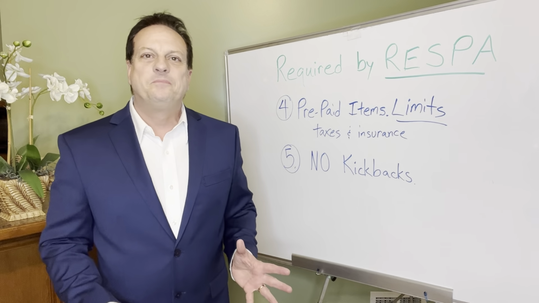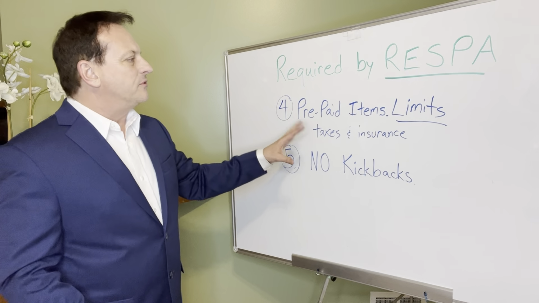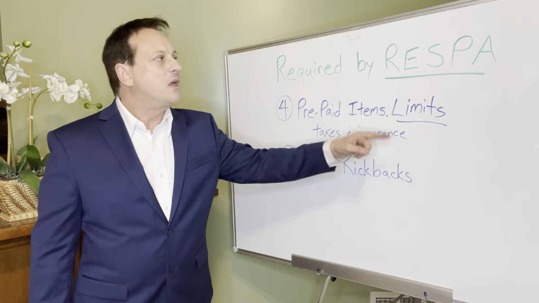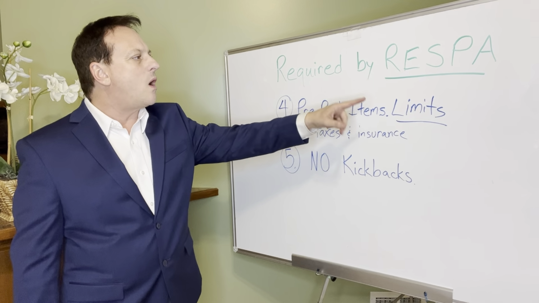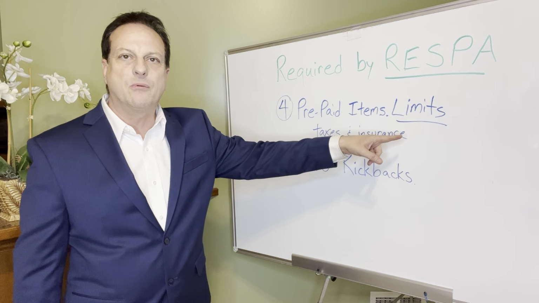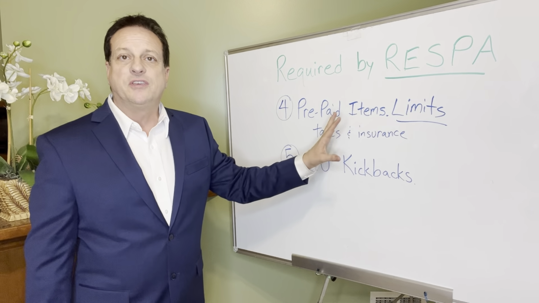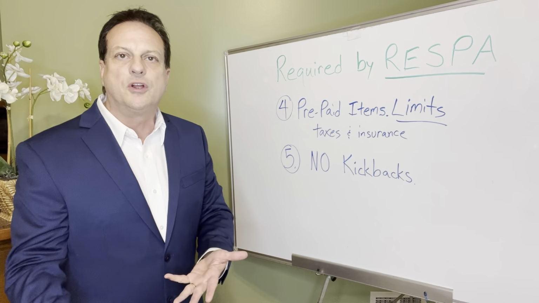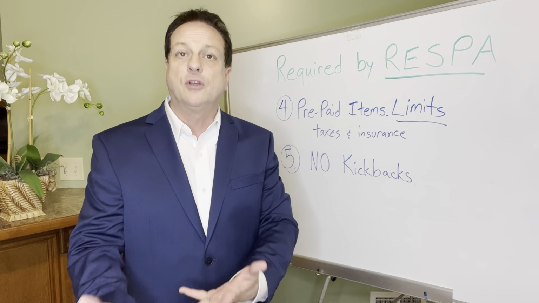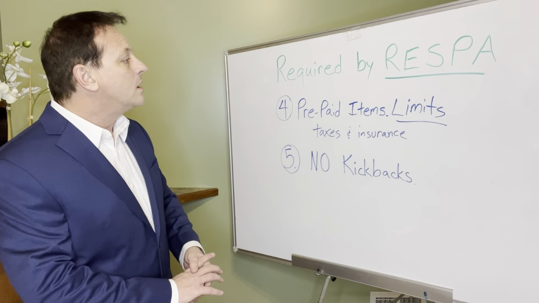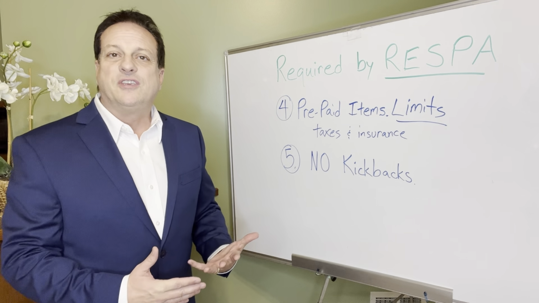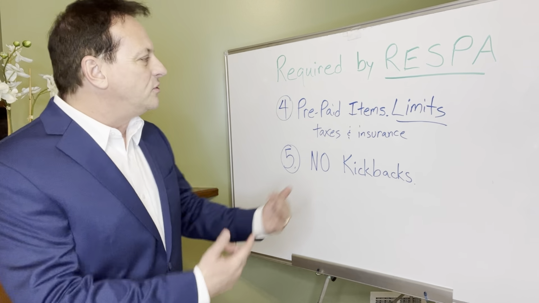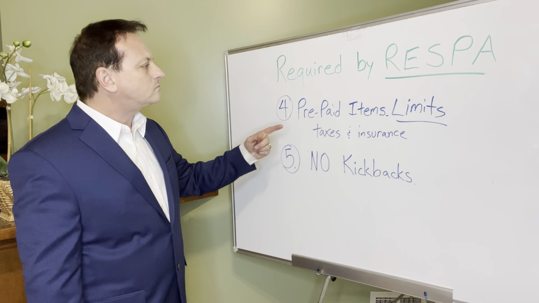Number 4 are the prepaid items and the limits that RESPA is requiring the lender to comply with. And let's talk about what this is. This doesn't really affect you as a realtor. There's nothing you have to do, but you're going to see it at your closings. So I'm going to explain what this is. This will help you understand it so you get this test question right.